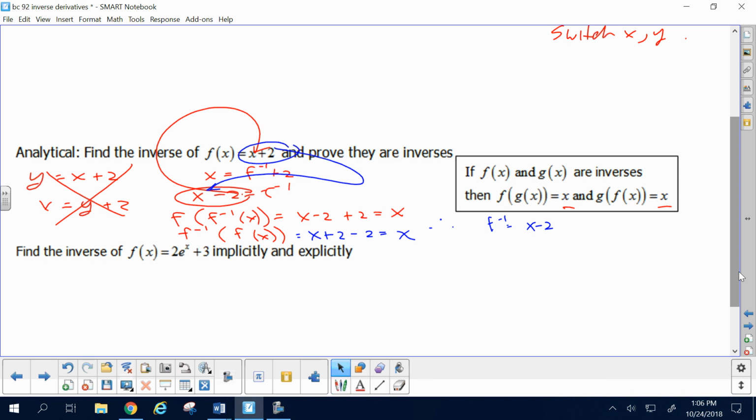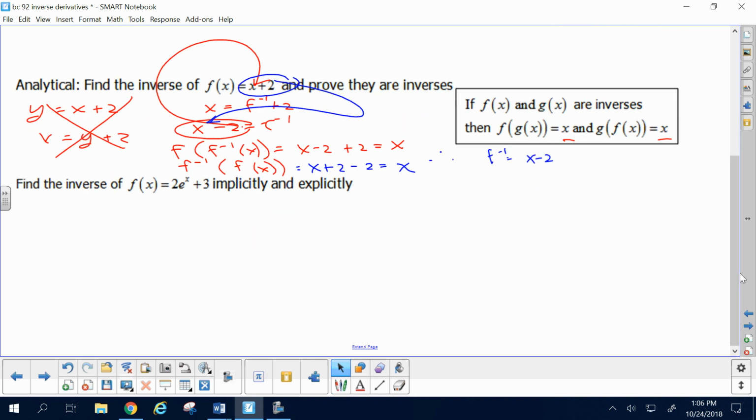All right, you with me so far? Cool. Would you find the inverse implicitly and explicitly of that function? Go. Box both answers, please.